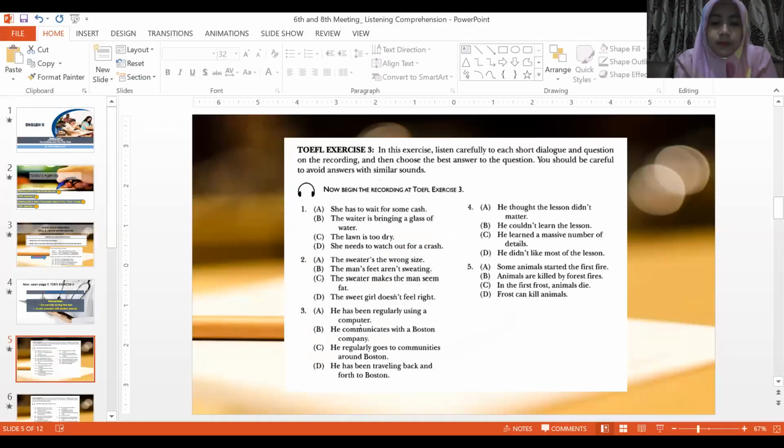Number 2. Do you think I should buy this sweater? But it doesn't really seem to fit right. What does the woman mean?